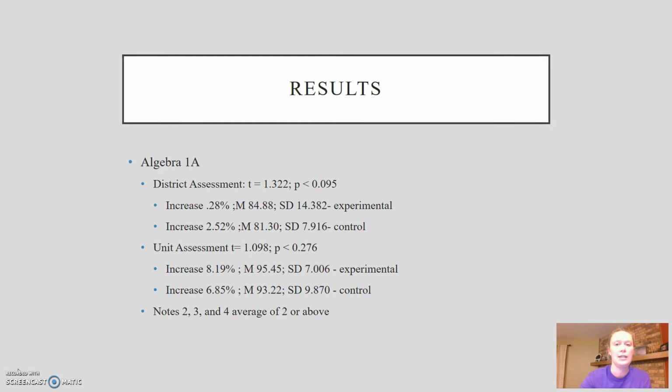However, when I was looking at their notes, the Algebra 1A students had 4 different sessions of notes, and as the notes kept going, they were getting stronger and stronger and stronger. So the experimental group didn't score below a 2.0 on notes 2, 3, and 4. They actually got a 2.2, a 2.6, and a 2.3. So they were growing and growing and growing, and my control group never scored above a 2.0. So that's huge for the notes.